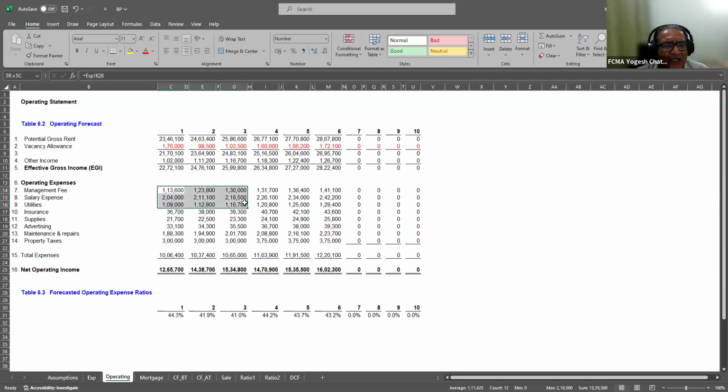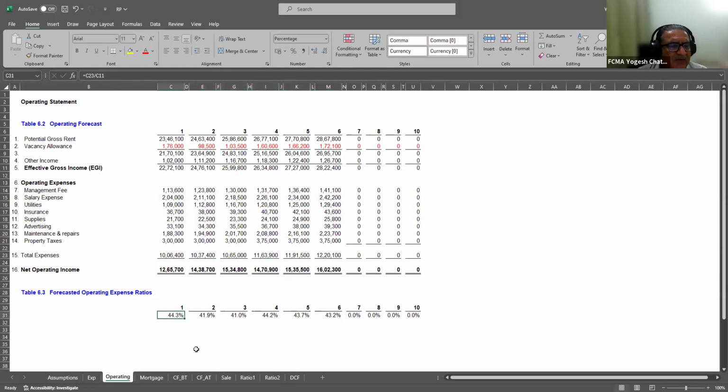And then I consider these expenses. That is formula driven. You can see the formula here. All this is formula driven. So that is my annual expenses, and that is total expenses, and the net operating income.